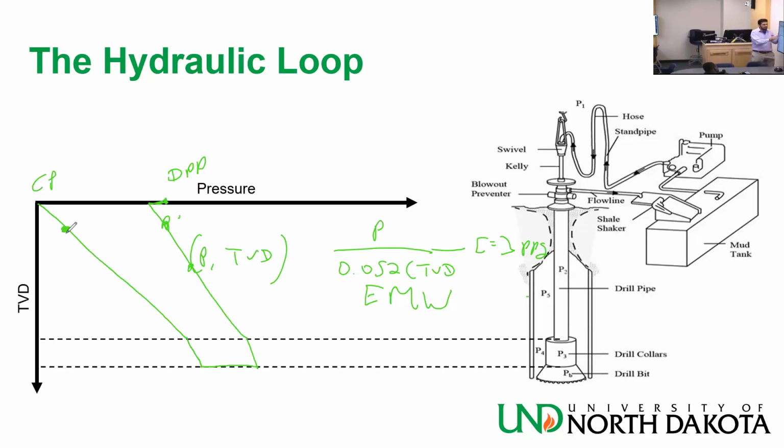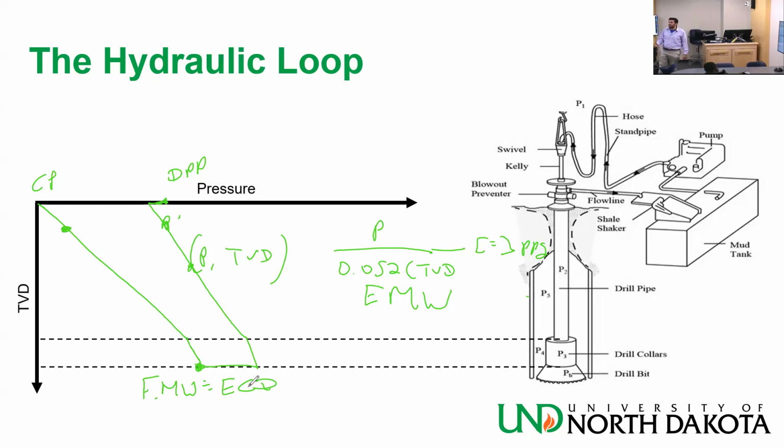You can find me an EMW anywhere along this loop, right? Okay, you can find me an EMW everywhere along this loop. But if I ask you for this value here after the bit, it's an EMW value, right? I said you can find me the EMW anywhere along the hydraulic loop. But at that point here, the EMW is identical to ECD. We call that ECD. ECD is more well known.